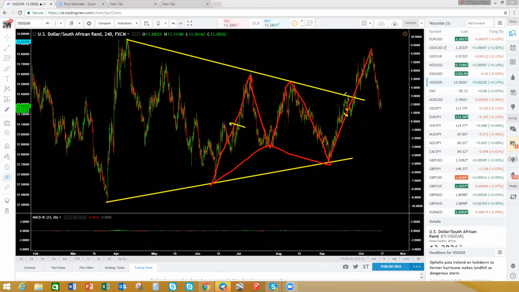Okay, so some of us had our targets here. But we did say that this could come and take here. But it didn't. It just almost touched there. But why was it doing that? Because we had this here.